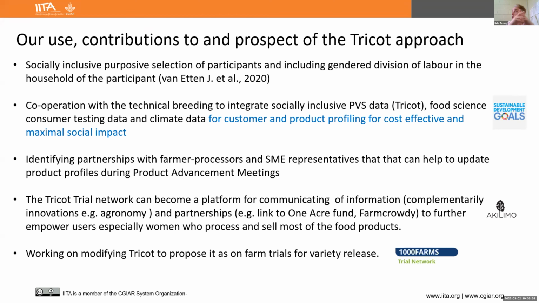And of course, we cannot set up all those trials each time from IITA or NAS, but we have to link with NGOs to create win-win situations, to practically engage with farmers and users for all kinds of impact. And then also we are working on modifying the TriCOT to propose as on-farm trials for variety release, so as to have a better informed strategy for variety release.